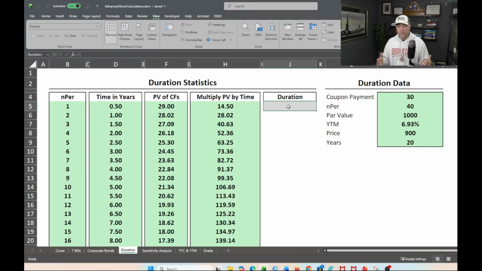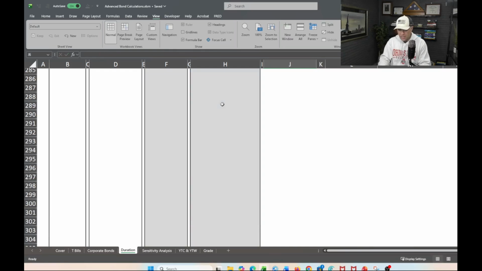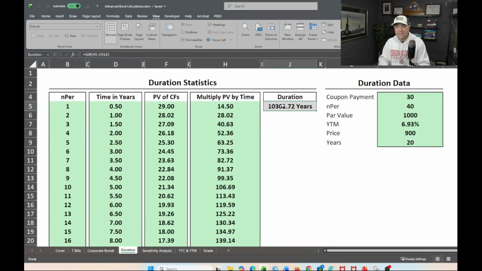So now we've got to find the duration. What we're going to do is I'm going to go equals, and I'm going to go sum. I'm going to sum this up, and I'm going to go all the way down. I think it's that last cell I'm getting errors in, so I'm going to hold down shift and go one up. So I'm going to close that up. That is the sum of all the present values multiplied times t. So it's exactly the top part of the duration equation. That's what we just solved there.